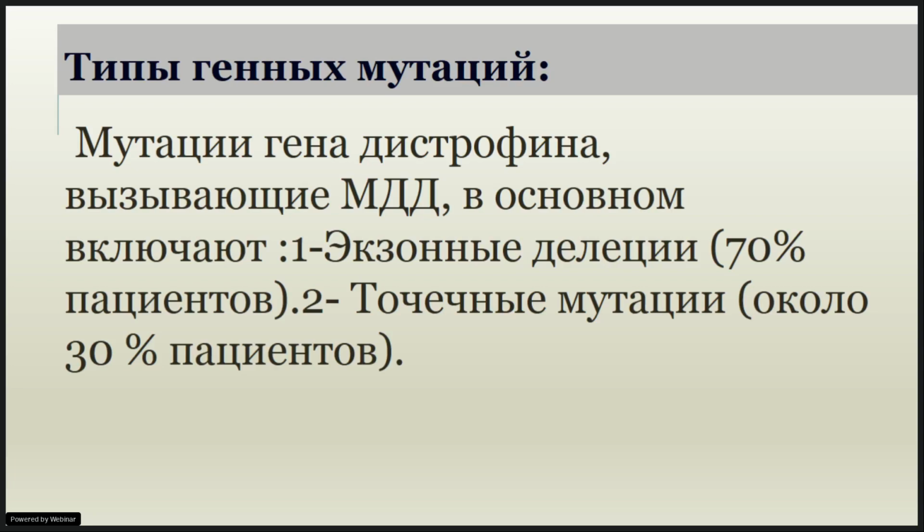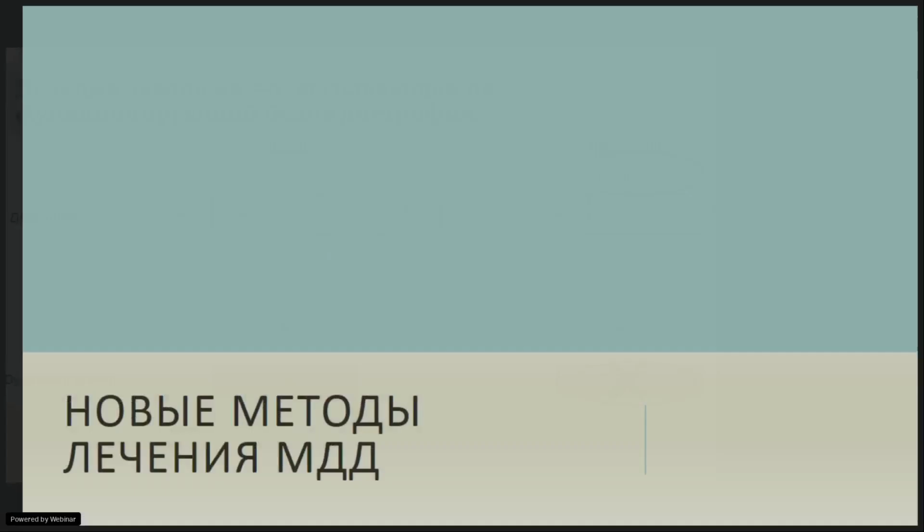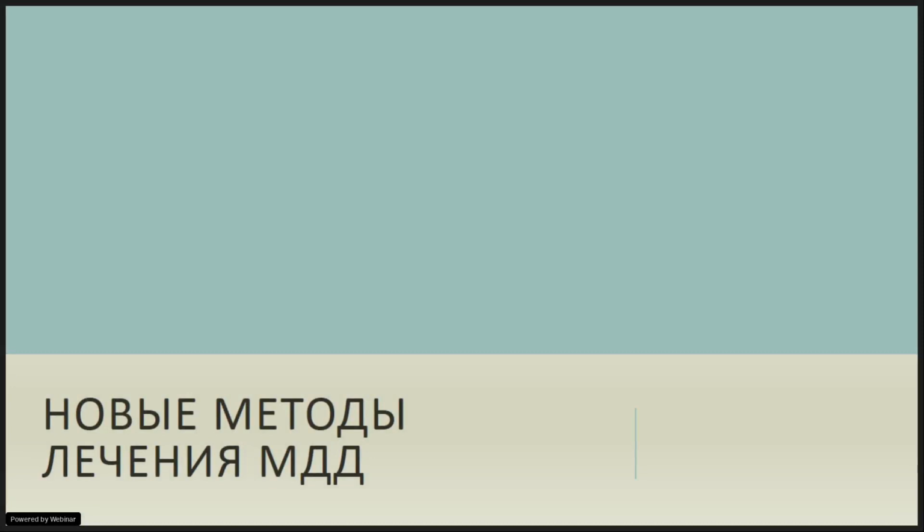What are the types of gene mutation in Duchenne muscular dystrophy? We have exon deletion, which accounts for 70% of patients, and point mutation, about 30% of patients. Let's have an example. This is here the deletion of exon 49 and 50, which results in a defective dystrophin gene. This is one type of mutation in this disease.